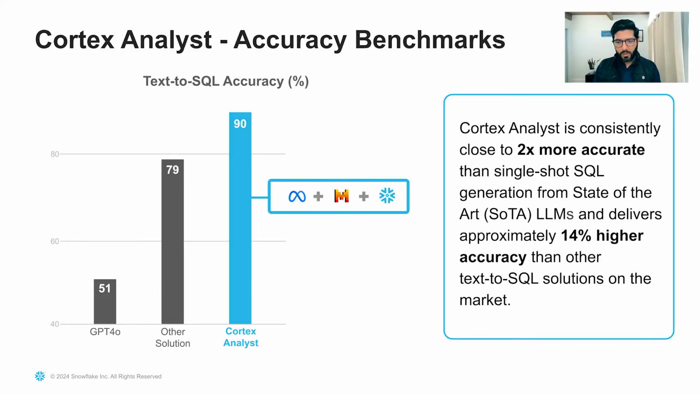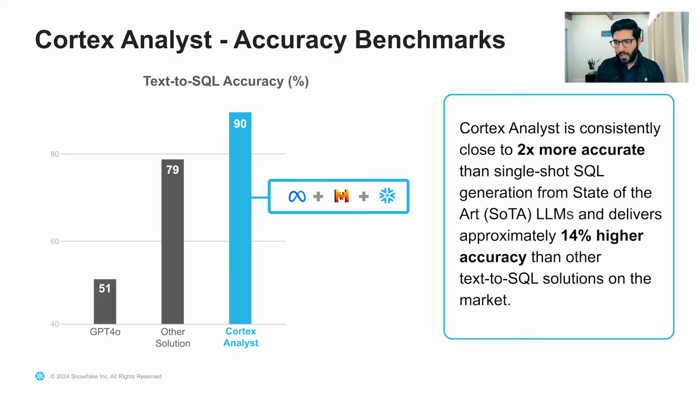And we deliver this high text to SQL accuracy with this product called Cortex Analyst. And Cortex Analyst is not just a text to SQL service. It's actually a fully managed service that takes care of a few other things. And Carlos will show you all the different pieces that need to be built for Analyst to work in an accurate fashion. Cortex Analyst, which is an agentic AI, is a compound AI tool. And it uses LLMs from Meta, Mistral, as well as Snowflake.